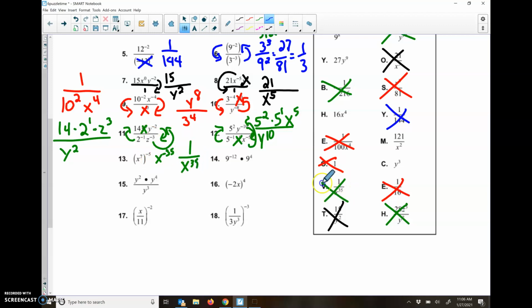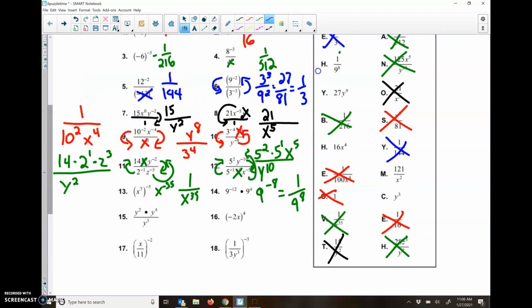So letter V there. And then 14, when it's like this, we're going to add those together. So negative 12 plus 4 is negative 8. Again, we can't have a negative exponent. So 1 over 9 to the positive 8th power, which looks like was up here, and that's letter H.